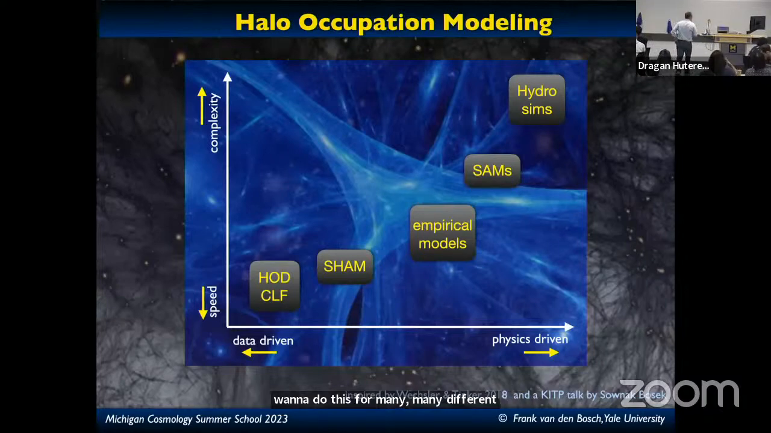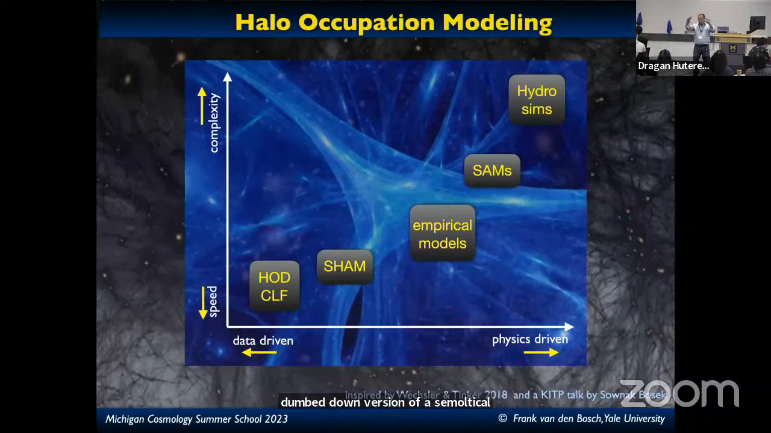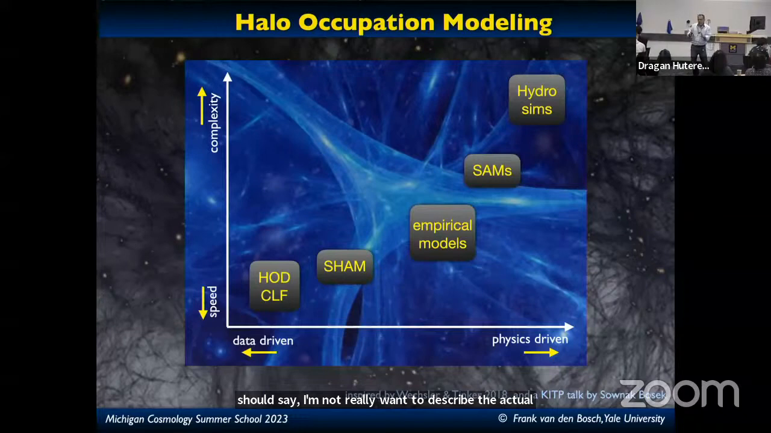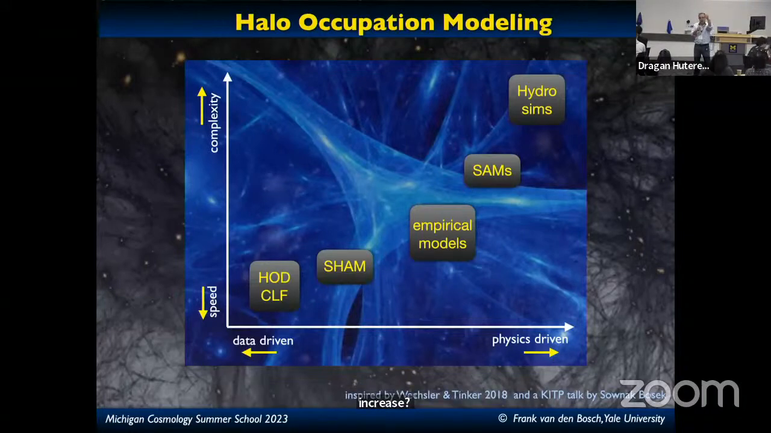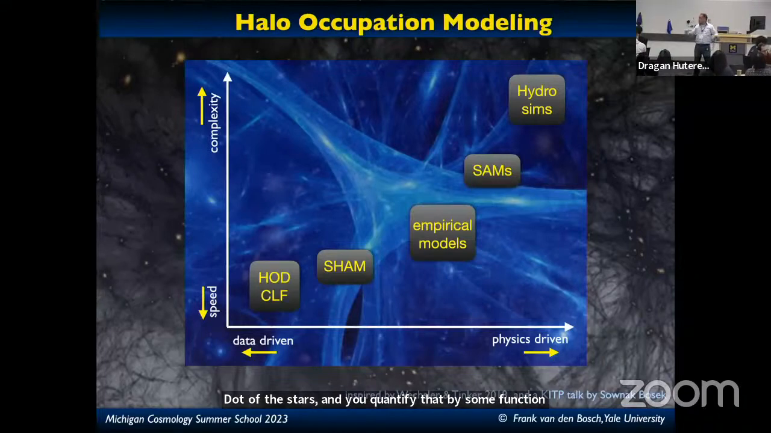The next thing up is empirical models, which is sort of a dumbed down version of a semi-analytical model, in which you say, I don't really want to describe the actual star formation and feedback processes and the cooling recipes. I'm going to say, whenever my halo doubles its mass, by how much does the mass of the stars increase? You just quantify that. You say, okay, if M dot of the halo is a certain value, what is the corresponding M dot of the stars? And you quantify that by some function that has sufficient freedom, and you run it bam, bang through your merger trees, and you can make predictions for what your galaxies look like.